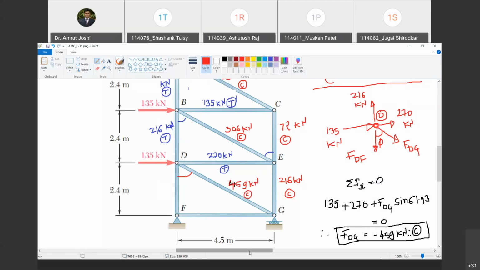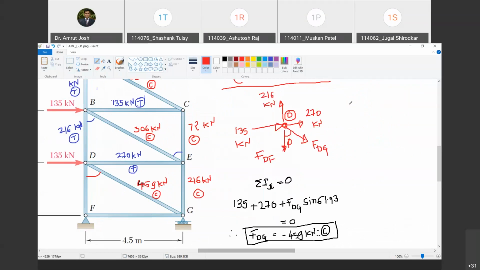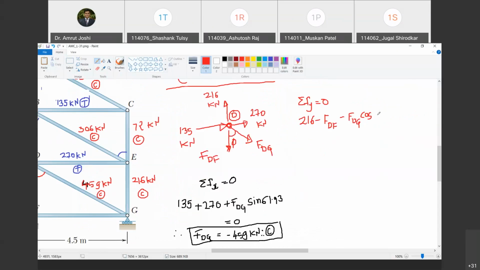Okay. Now how do I get force in member DF? So for that I will have to apply summation Fy equal to 0. And what does summation Fy equal to 0 give me? Plus 216 minus FDF minus FDG, tell me what to write for FDG? Cos of 61.93. This must be equal to 0. Do you agree with me?